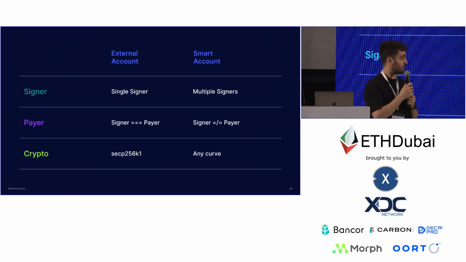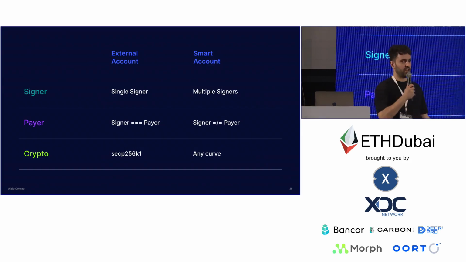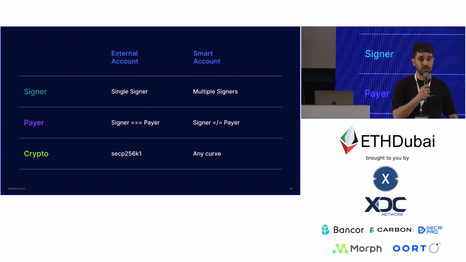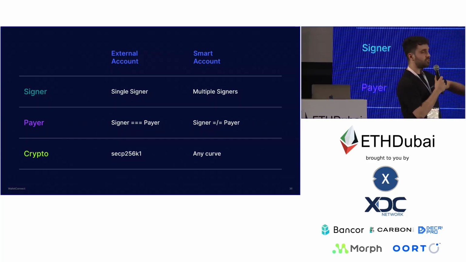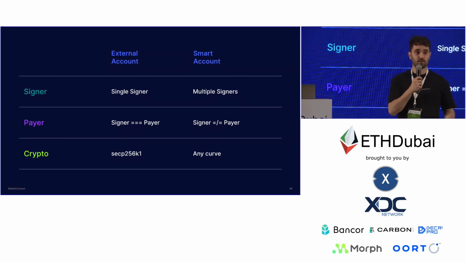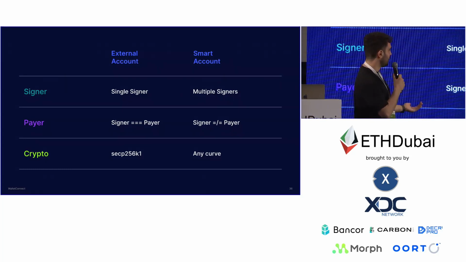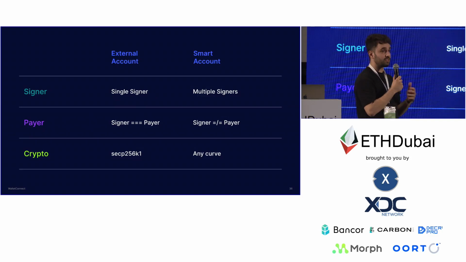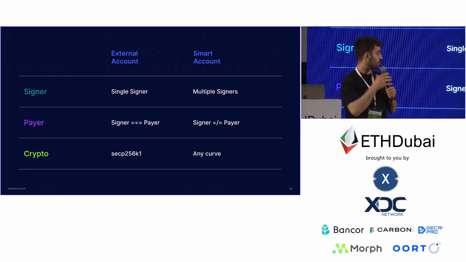With smart accounts, this gets much better because in reality, we can't force every user to follow the same pattern. We need to give optionality. So by making accounts smarter, we can have multiple signers. Multiple signers could be multiple people, which is the concept of multi-sig accounts. But multiple signers could also mean multiple devices, multiple applications. You can have a signer everywhere.